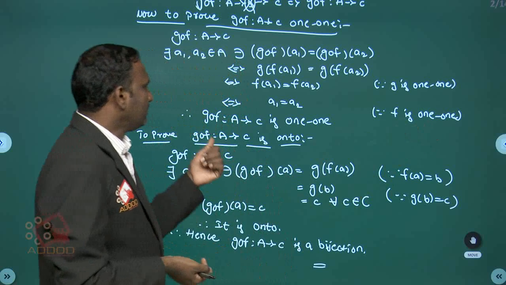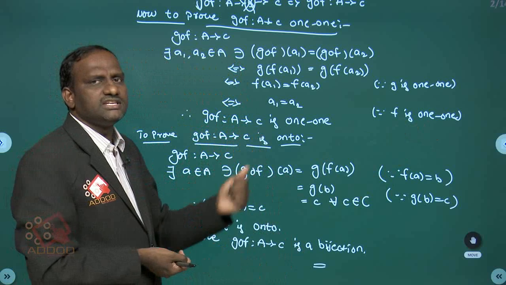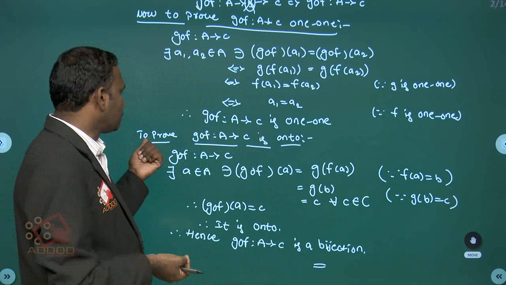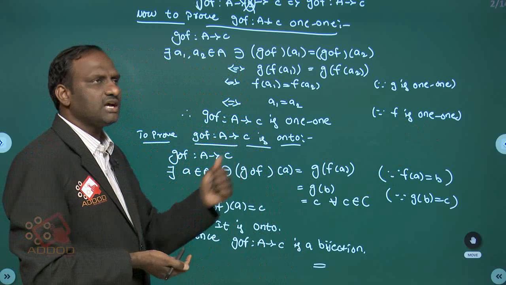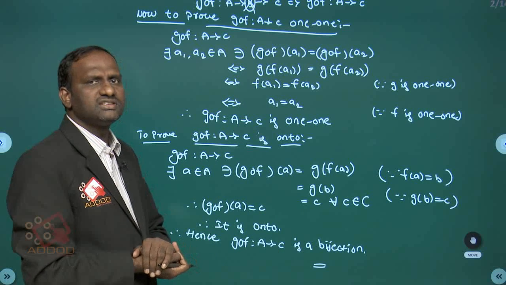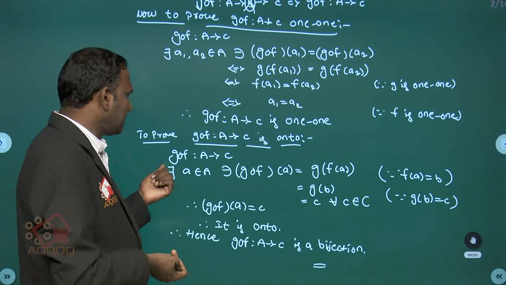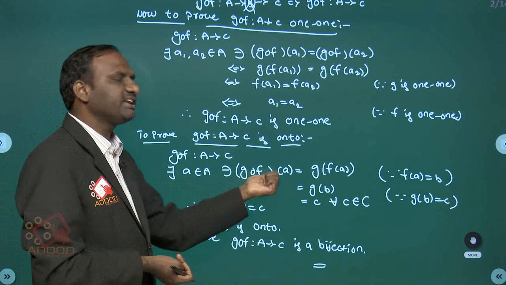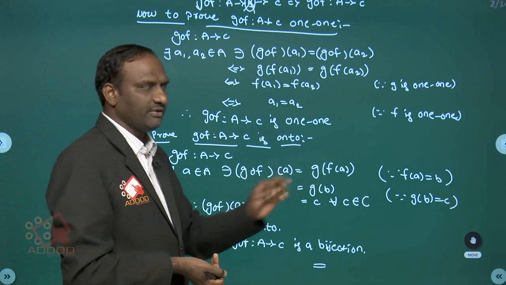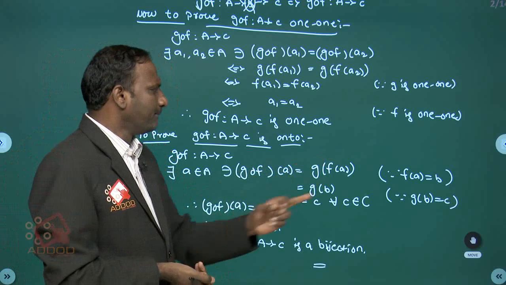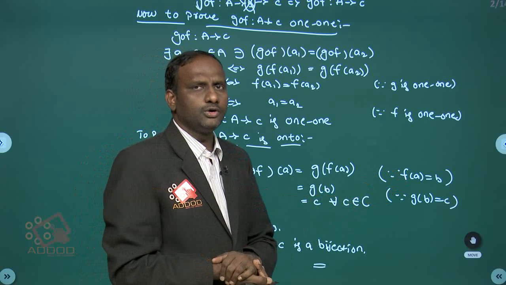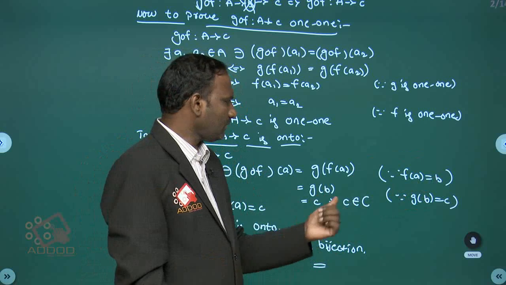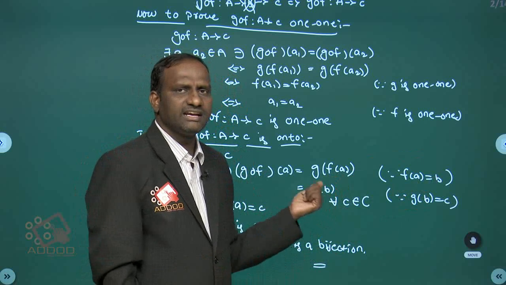Right? Now we can conclude that G circle F from A to C is one-one. Next, to prove G circle F from A to C is onto. For that, I am taking there exists an element A belonging to the domain such that G circle F of A is equal to G of F of A. By the definition of onto function, F of A is equal to B. Here, the F of A value we are replacing as B.